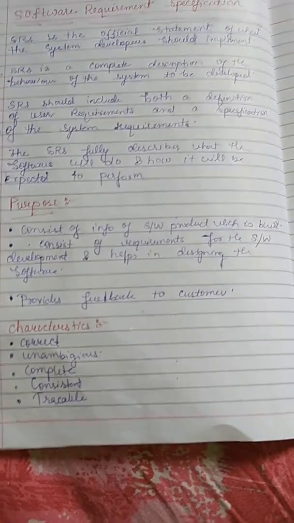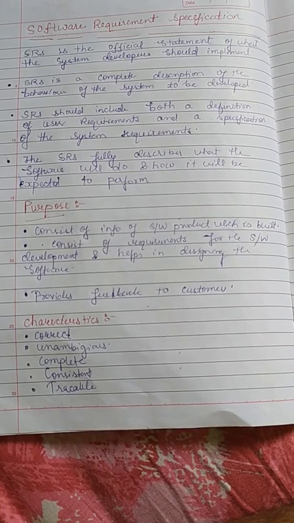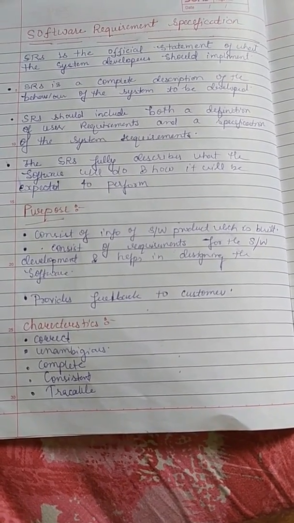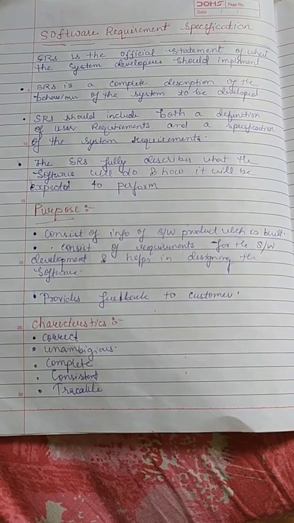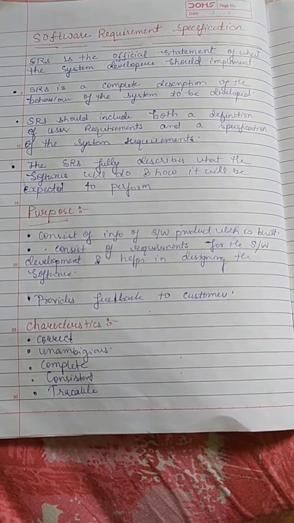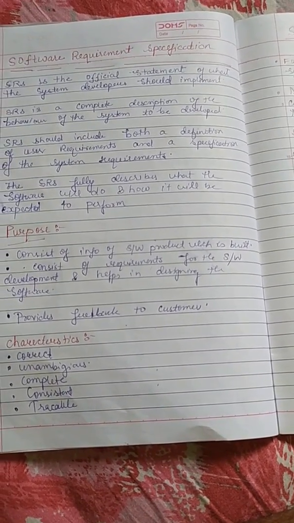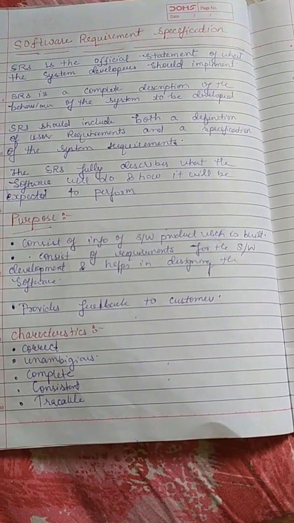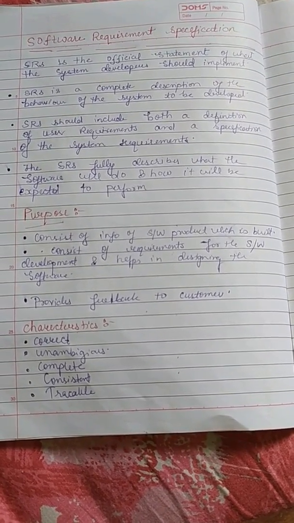The purpose of the SRS document is that it consists of the information of the software product which is going to be built. It consists of the requirements of the software which is going to be developed, which helps in the proper coding, testing, and manipulation of the software. It provides feedback of the customer.